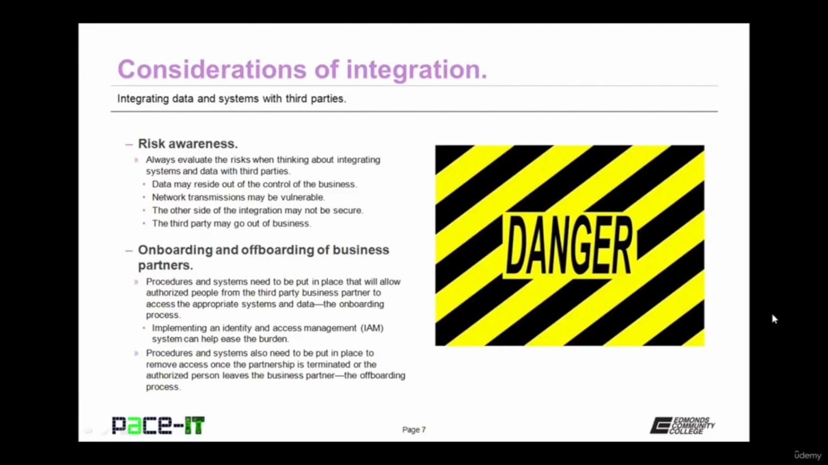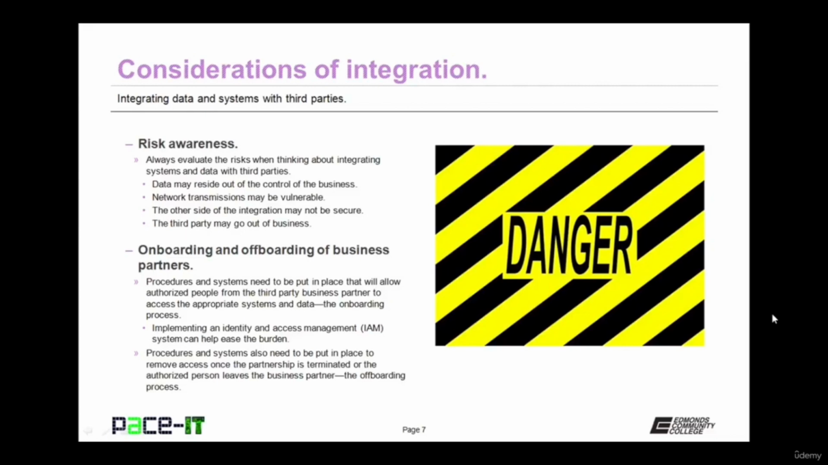Procedures and systems need to be put in place that will allow authorized people from the third-party business partner to access the appropriate systems and data within your network. This is the onboarding process. Implementing an identity and access management system, or IAM system, can help ease the burden.